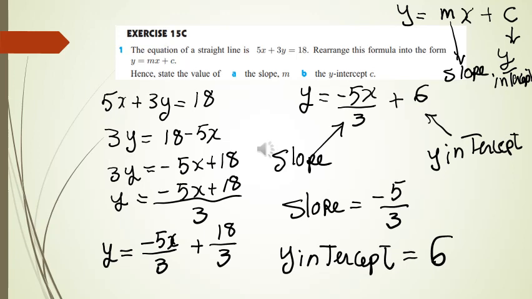What is the slope here and what is the y-intercept? The slope is the coefficient before x, or the coefficient of x, which is negative 5 over 3. And the y-intercept is the c, and in this equation, it is the 6. So now we got the slope and the y-intercept.